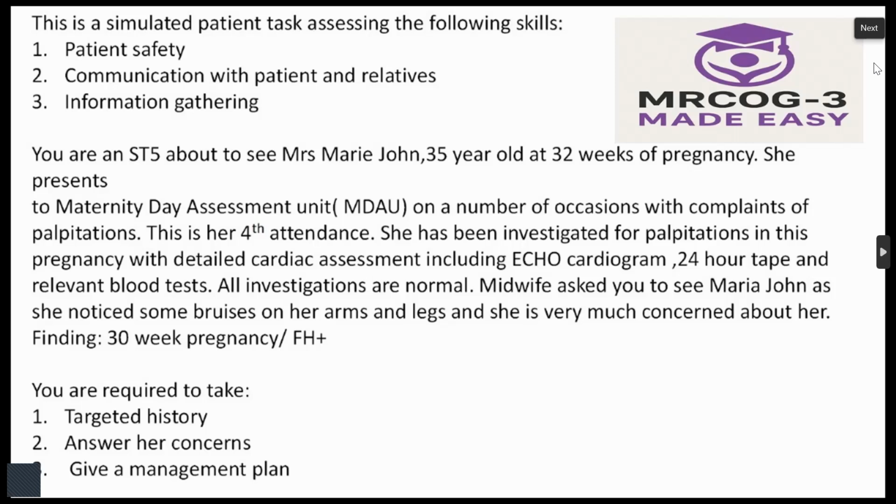Then from the gynec history, how about your cervical screening? Are you regular in doing the cervical screening? Yes. And have you used any contraception? No. Now coming to the medical history.